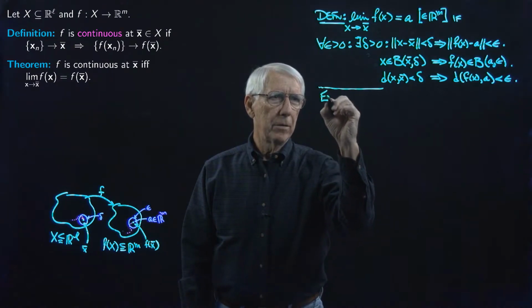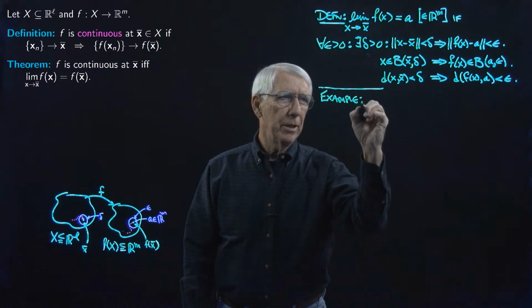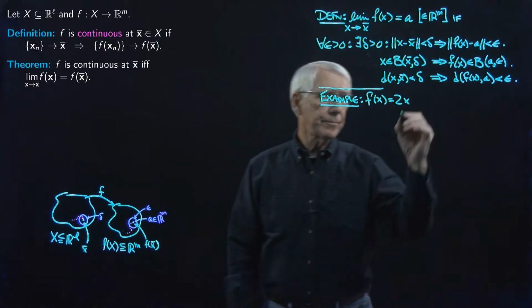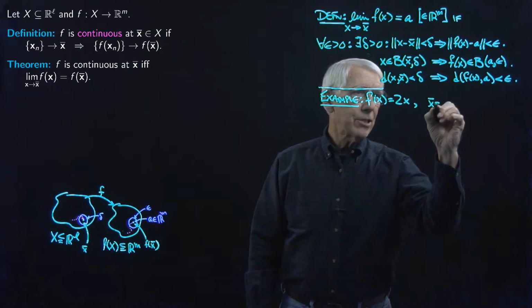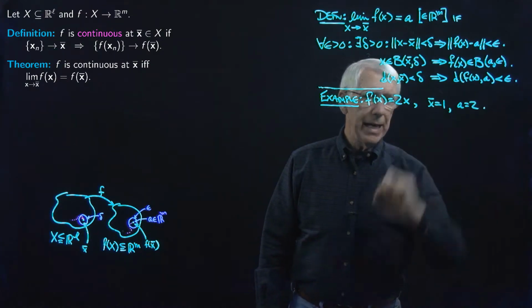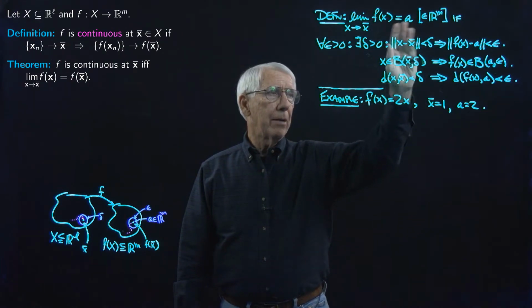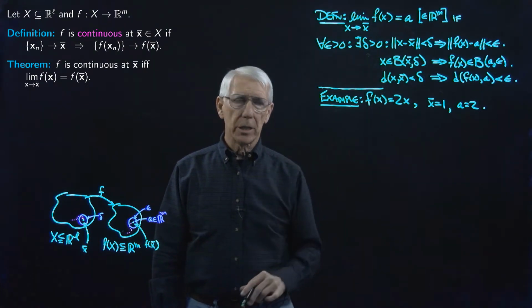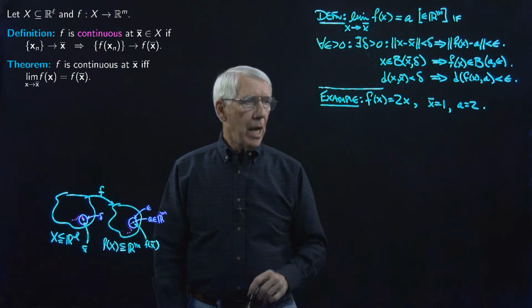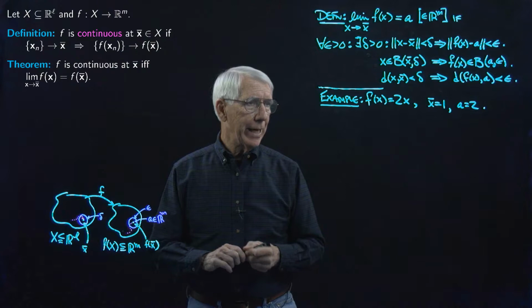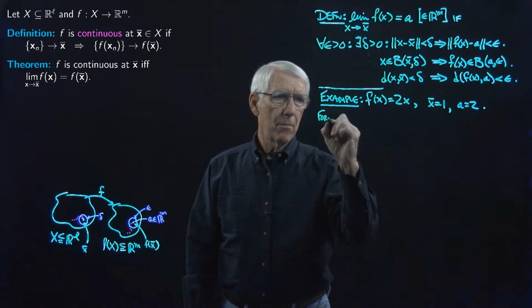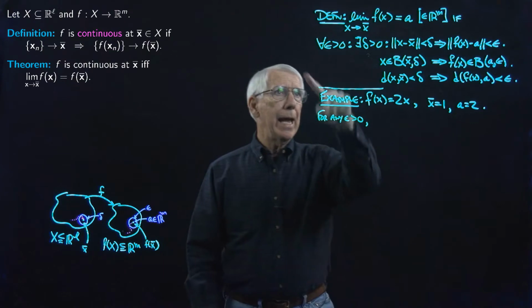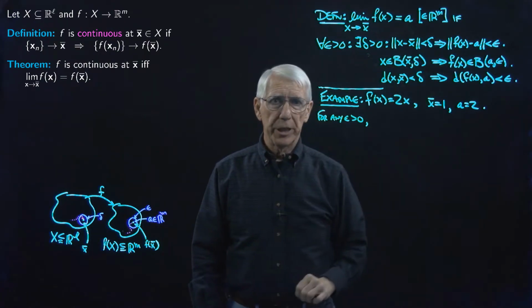So let's say the example here is going to be f of x is 2 times x. Let's say x bar is 1, and let's say a is 2. So I'm just specifying the function, and I'm specifying what a is, and what x bar is, for the purposes of the example. So what I need to do is say for any epsilon, I need to find a delta that will do what is over here on the right-hand side.